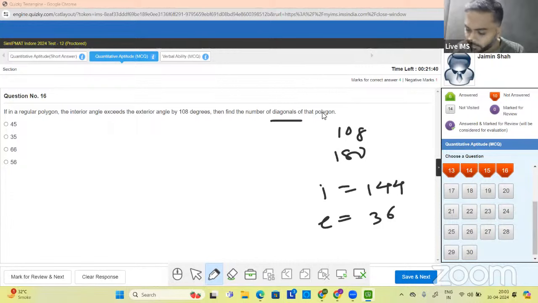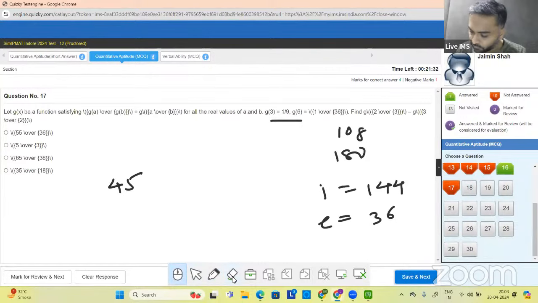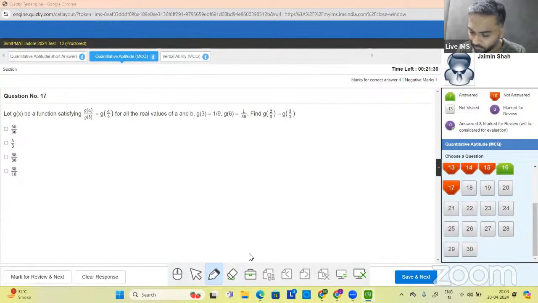Find क्या करना है? Number of diagonals. So number of diagonals will be 10c2, that is 45, minus 10, so that's 35. Okay.